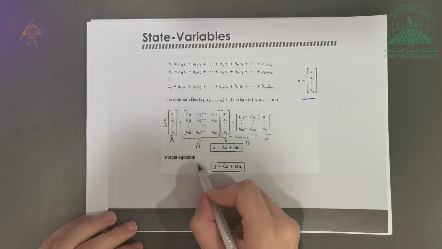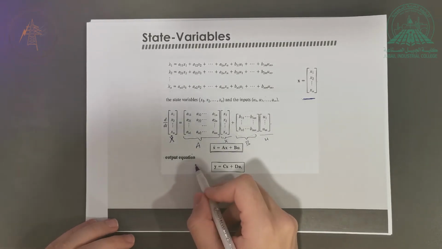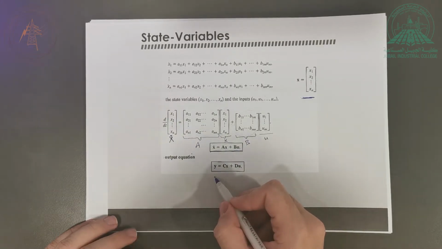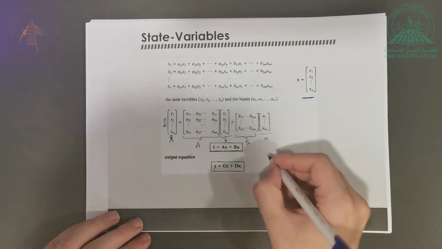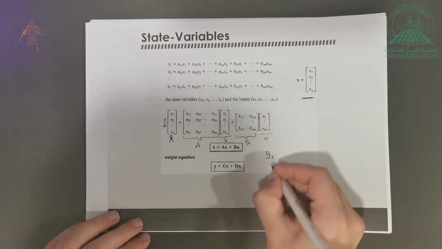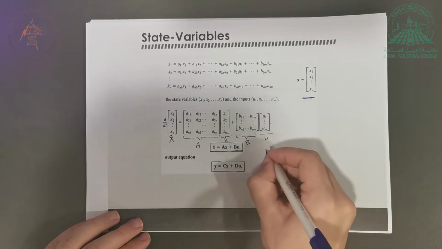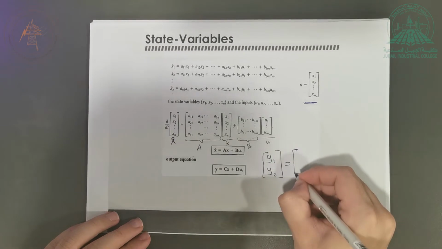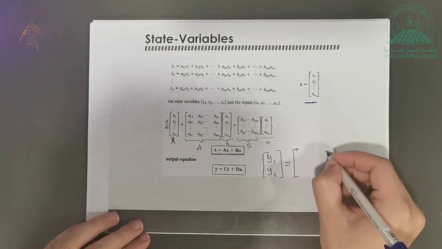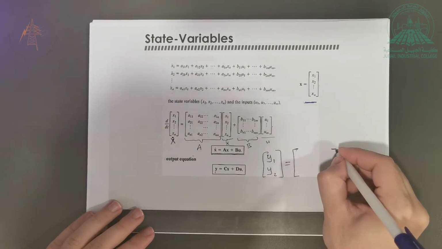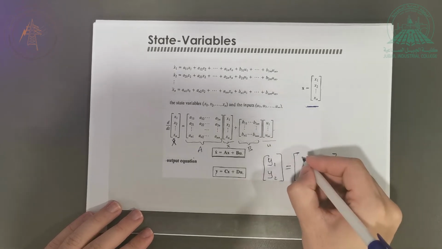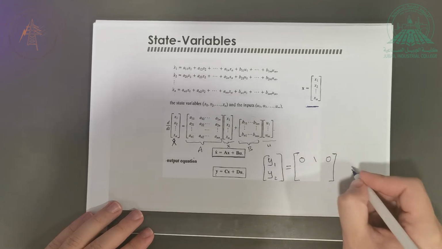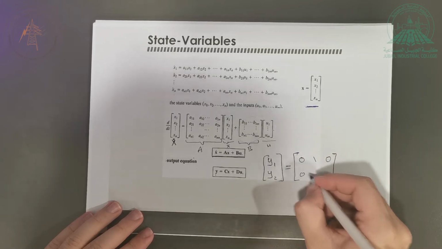Similarly, we have the output equation. You can have a single output equation if you have only one output, or you can have several output equations, so this is a matrix also. If I have two outputs, I can write y1, y2 equals, and if we say we have three states, for example, y1 is equal to 0, 1, 0, and y2 is equal to 0, 0, 1.